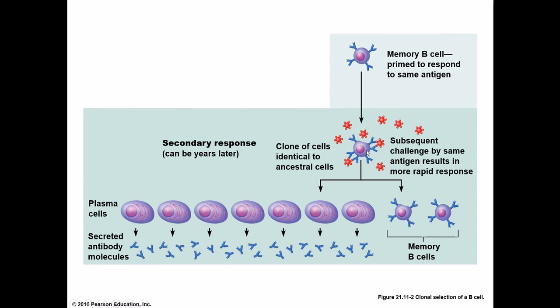Here is our memory cell. It's been challenged by the same antigen again, and just like in the previous figure, some of these clones will become effector cells, plasma cells, that secrete antibodies, and you can see many, many more effector cells than we saw in the primary immune response. And some of these cells will then also become memory cells that will still remain, and we can get another secondary immune response if that antigen were to be seen for a third time.